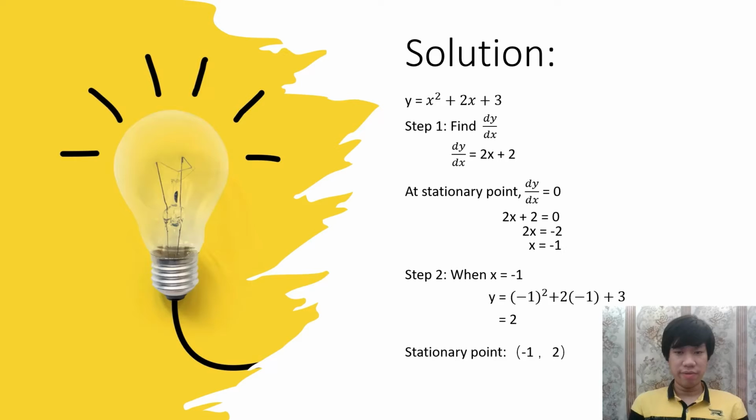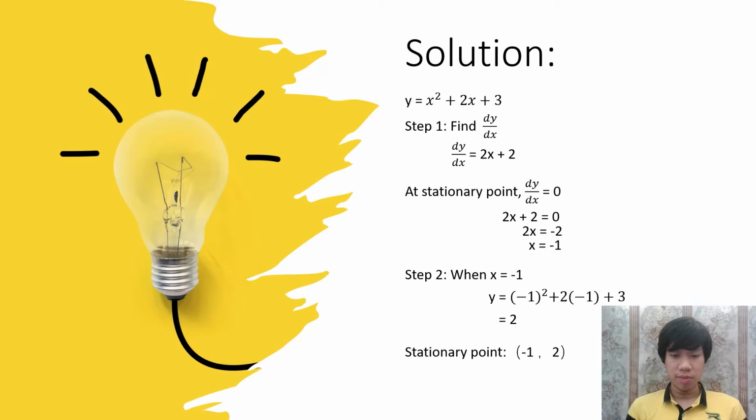The solution for question 1. Step 1. Find the dy over dx. Dy over dx equals 2x plus 2. At the stationary point, dy over dx equals 0. So 2x plus 2 equals 0, and 2x equals minus 2. So x equals minus 1.